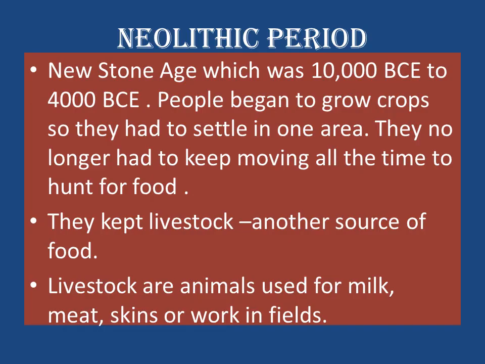So for 6,000 years, we had this new Stone Age in which the people started keeping the livestock. That was another source of food generation, children. And livestock, when I say that, means the different kinds of animals they started taking care of. They started domesticating the animals.